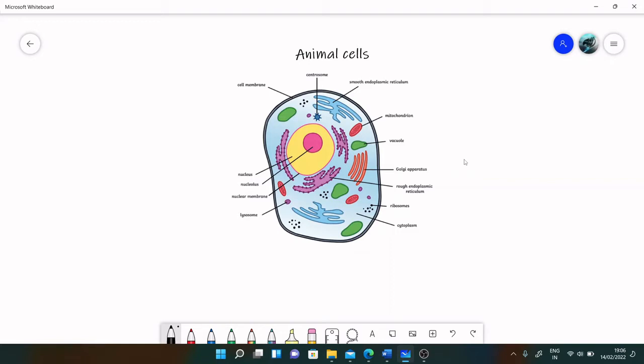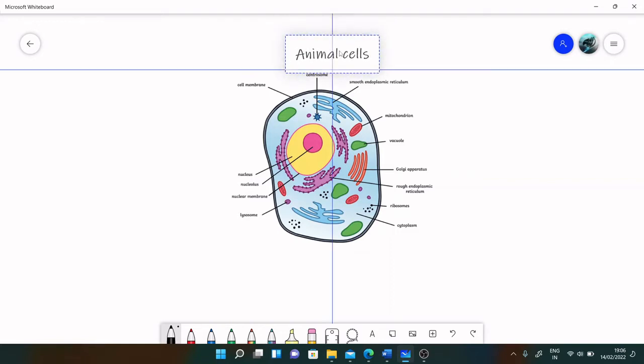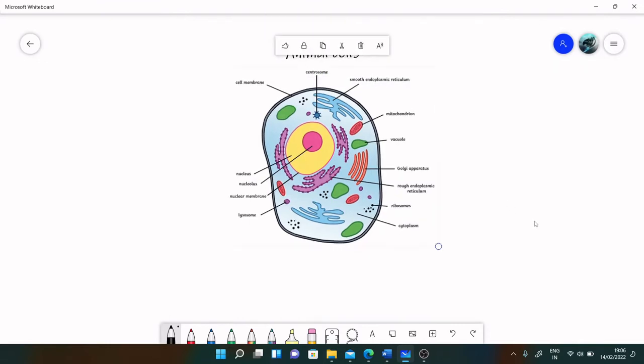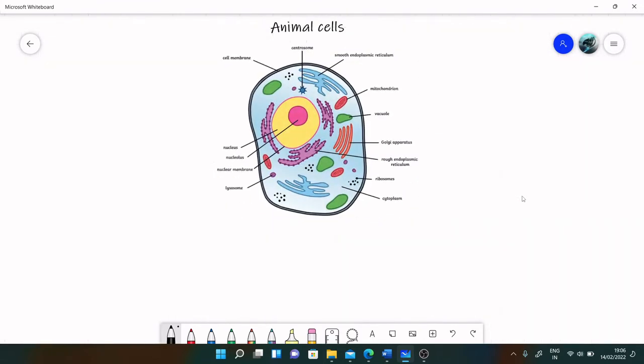Now, let's go through each and every part of the animal cell, or most of them. Let's start with the brain of the cell. The huge circular structure in this diagram is a nucleus. I call the nucleus the brain of the cell for a reason. The nucleus instructs all the various parts of the cell on what to do and it manages all cell activities.